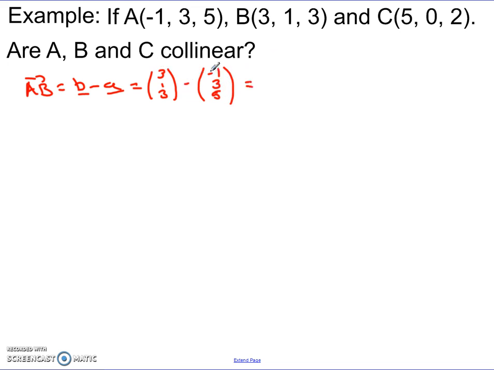Perform the operation: 3 take away negative 1 gives you 4. 1 minus 3 is negative 2. 3 minus 5 is negative 2. So there's my vector AB.